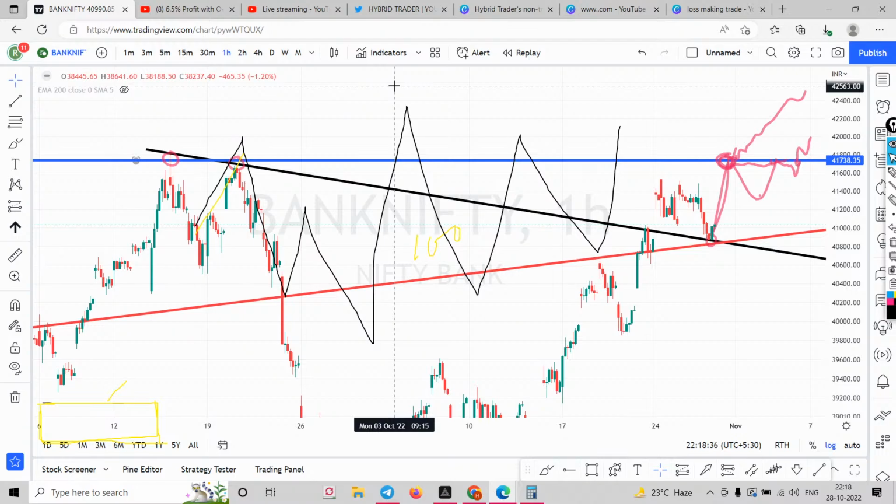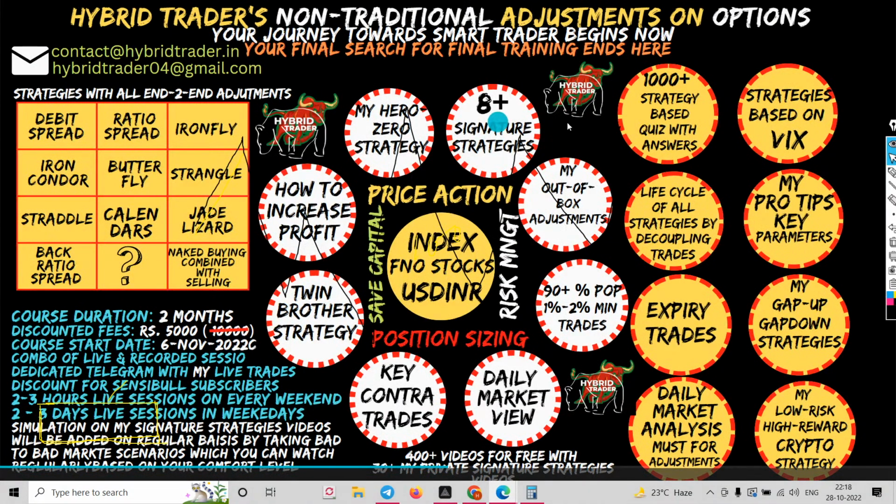Whoever is joining my first batch, you will be getting this contra. I've not put all these 8 plus strategies on YouTube. Do you think I've given all the pro tips? No, right? Do you think I've shared my gap up gap down strategy? Do you think this low risk strategy, expiry trades, I have another 2 to 3 expiry trades. Yes, I've given the life cycle of iron fly on YouTube. But did I share the life cycle of debit spread, ratio spread, calendar spread? No, right? This is what 1000 strategy based quiz with answer.